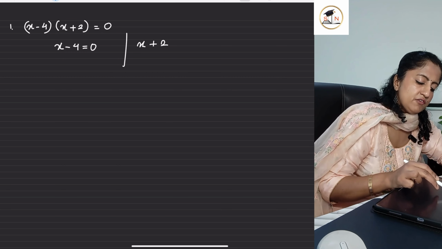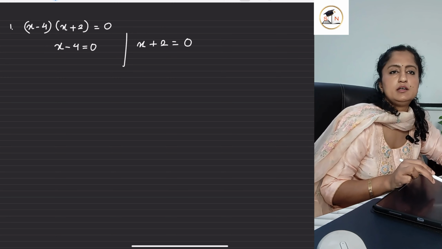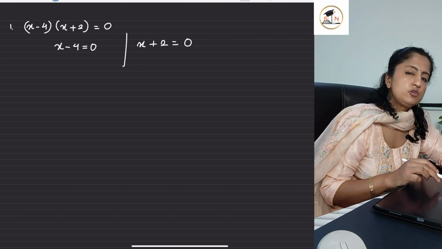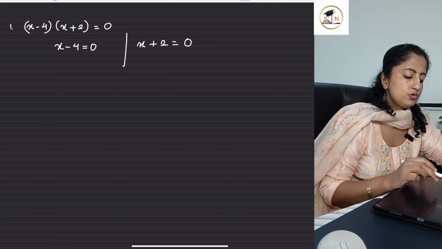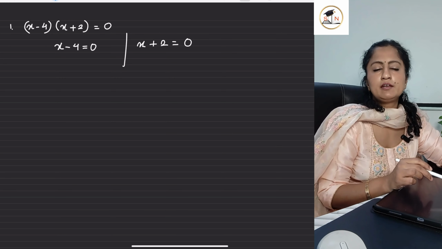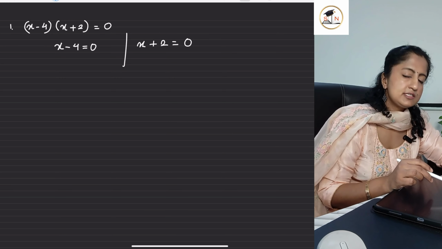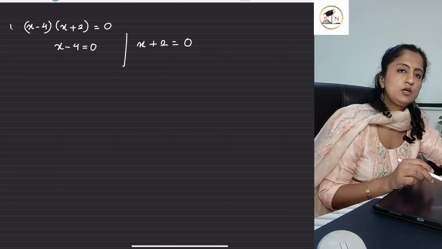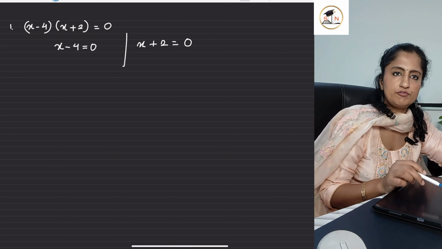That means we hardly have to do anything over here. It is just a basic question to check how you do it. You don't need to expand and then again factorize. No, the factors are already given. You just need to equate each factor with 0 to solve for x.